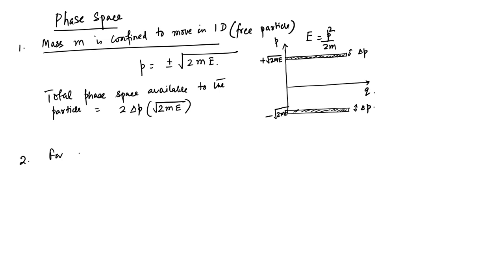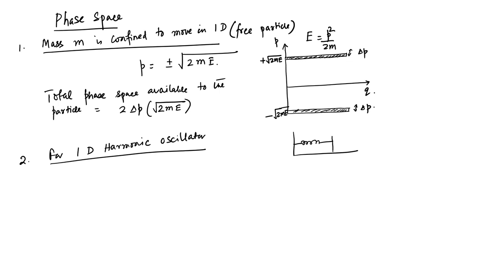So, for a 1D harmonic oscillator, what I mean by a 1D harmonic oscillator, it could be a mass spring system, say for example like this. So, there is a rigid wall which has a spring attached to it, and there is a mass that is attached to it, and this is of spring constant k. Or it could be a pendulum, say, which is made to oscillate in this vertical plane.